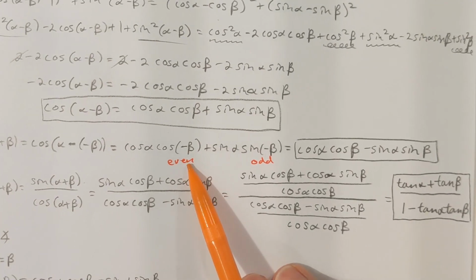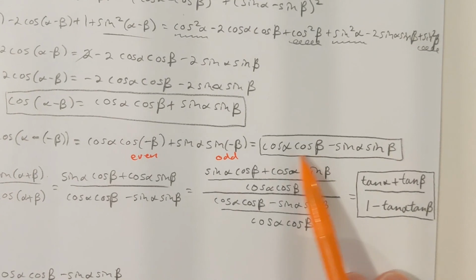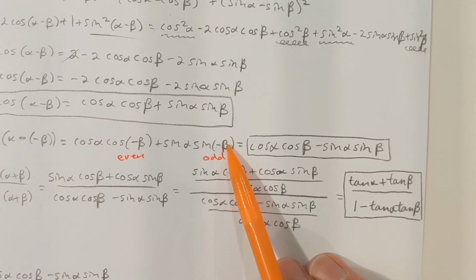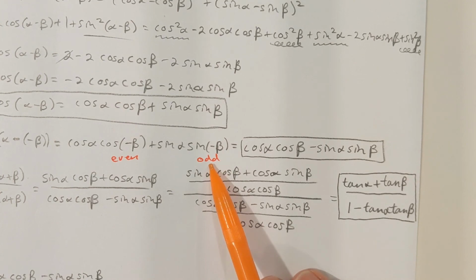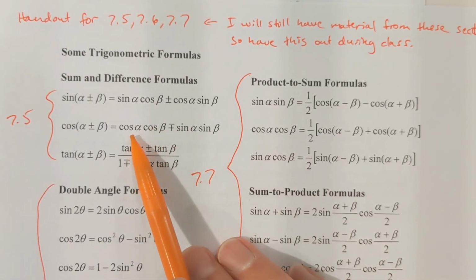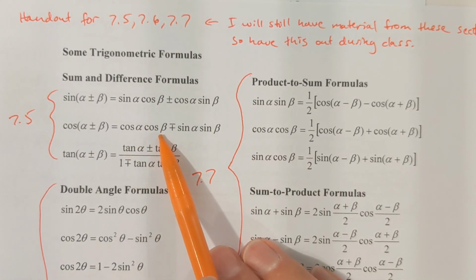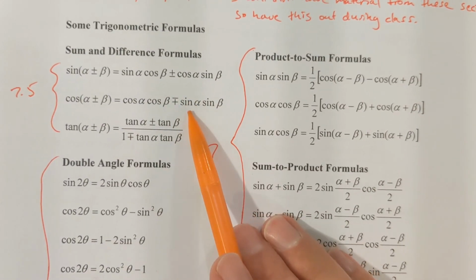The cosine function is an even function, so cosine of negative beta, that's the same as cosine beta. Sine of negative beta, that's the same as negative sine of beta, since the sine function is an odd function. Okay, and so that's where I had to get to on the other side of that identity, right? Cosine alpha cosine beta minus sine alpha sine beta.